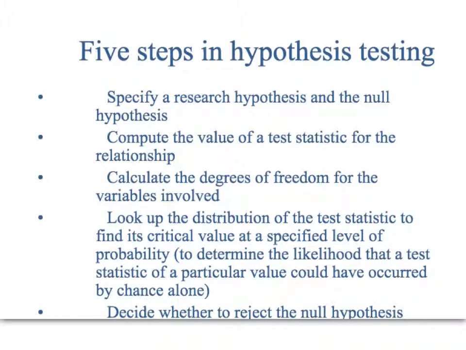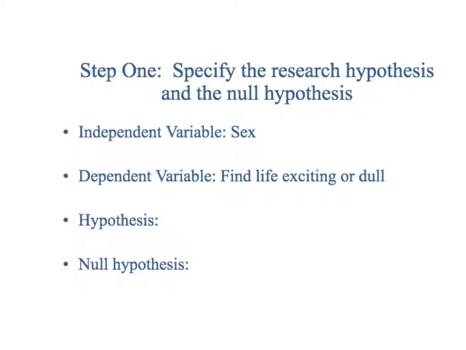So similar to a t-test or an ANOVA, chi-square works in the same way, but this time instead of working with a numeric variable and a nominal variable, we can do 2 nominal variables or actually any combination of levels of measurement. So because we're following the 5 steps in hypothesis testing, we're going to start with a research hypothesis and null hypothesis. Then we're going to compute the value of a test statistic, in this case chi-square. Then we'll calculate the degrees of freedom. Then we'll look up the critical value in the table, and then we'll decide whether to reject or fail to reject the null hypothesis.